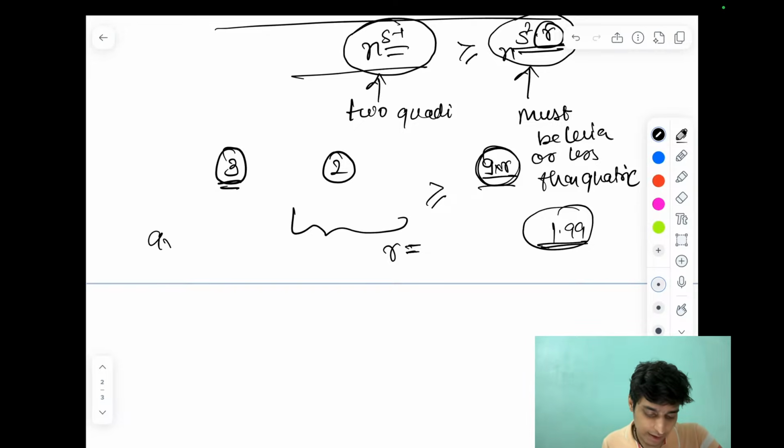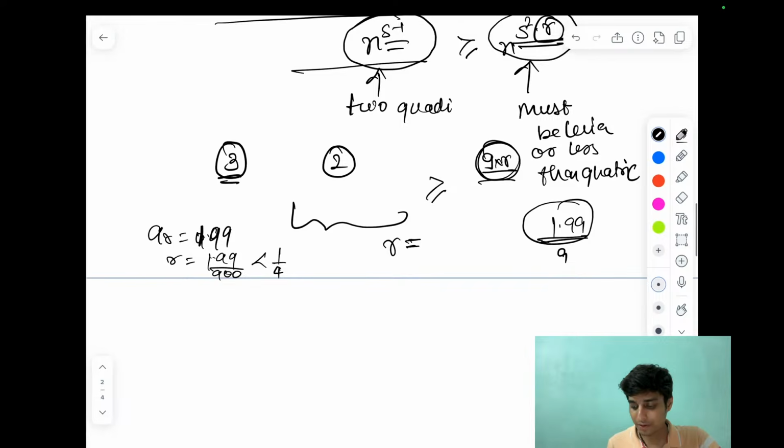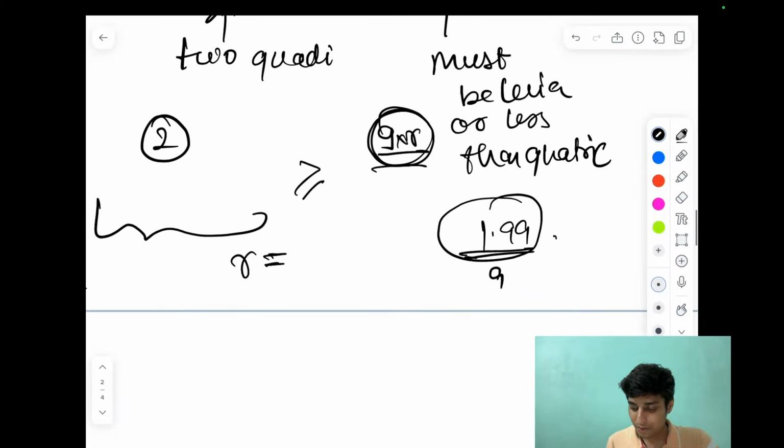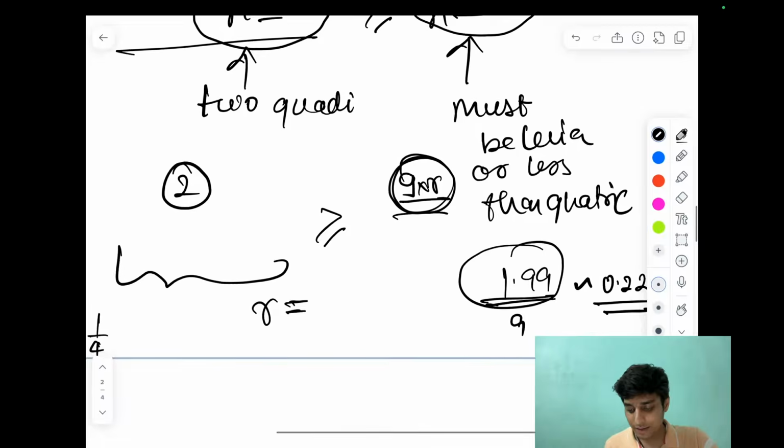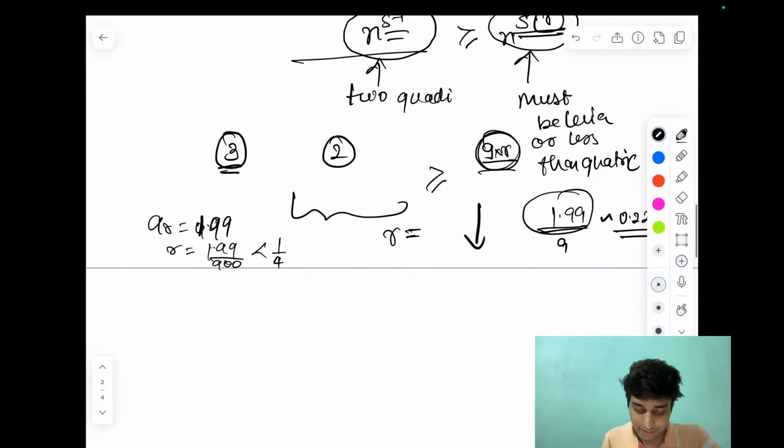So if I say that 9r equals 1.99, and r is 199 upon 900, it's still less than 1 by 4, 0.25. Because 1.99 by 900 would be approximately equal to what? 0.22, and still less. And this value of r will keep on decreasing as we increase s.